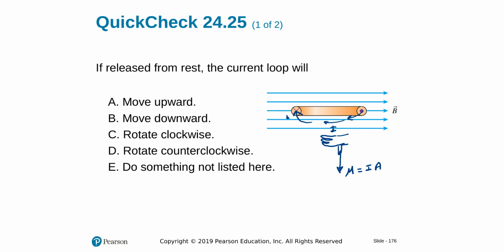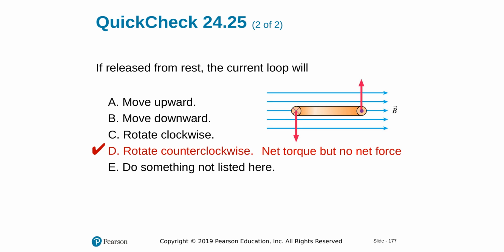So what will happen here? Will it rotate or not? If it will rotate, which direction? It will rotate to align itself with the magnetic field. It will rotate in this direction until mu is parallel to B. And that's the direction, counterclockwise. So it will rotate counterclockwise.